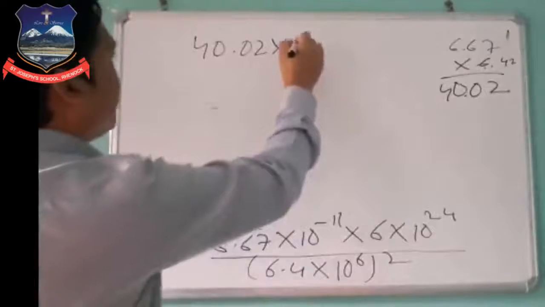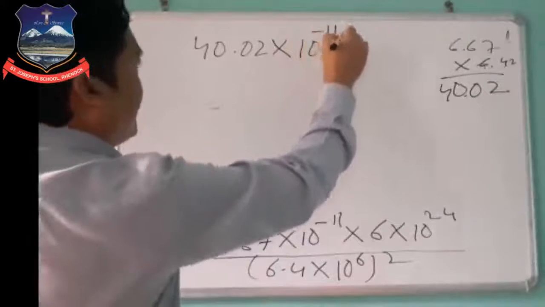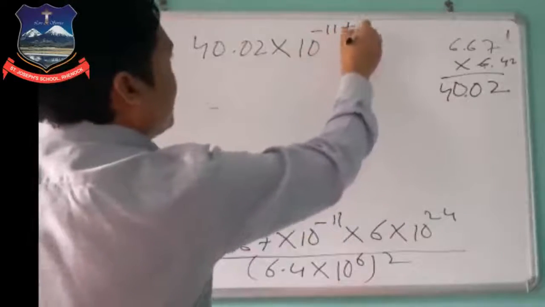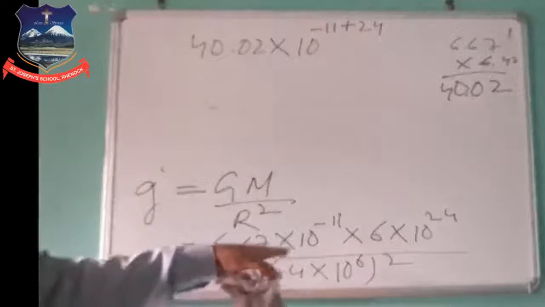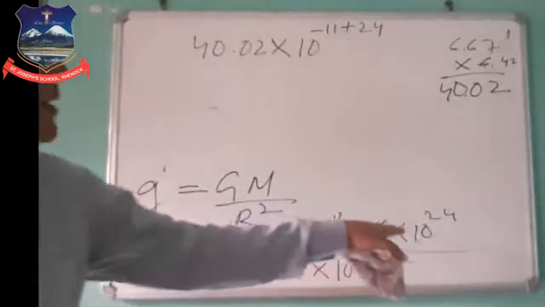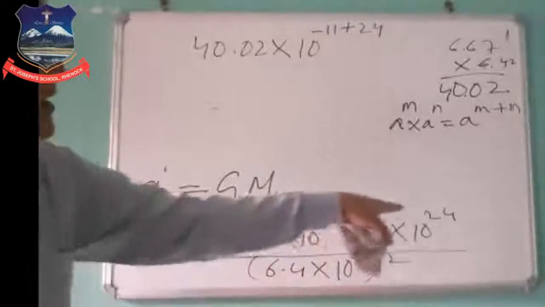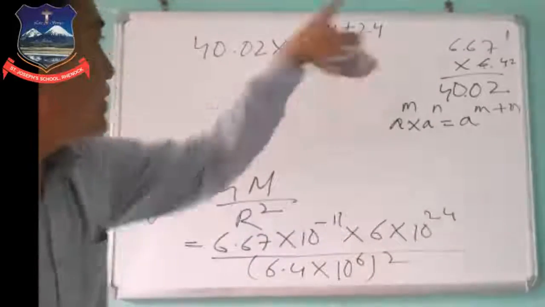40.02 into 10 to the power of minus 11, plus 24. Now why am I writing this? Exponent formula, mathematics: a to the power m into a to the power n equals a to the power m plus n. This is the formula you are using. So that is why, for 10 to the power minus 11, you have to consider plus 24.